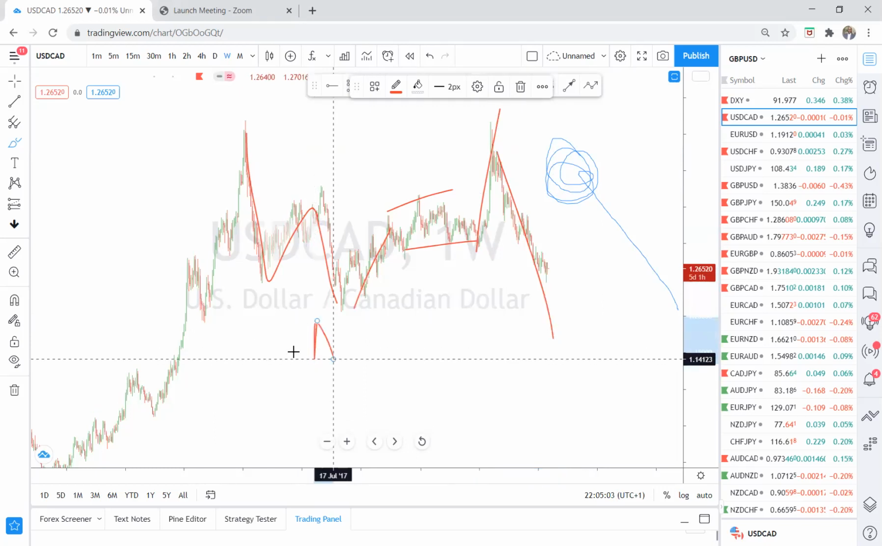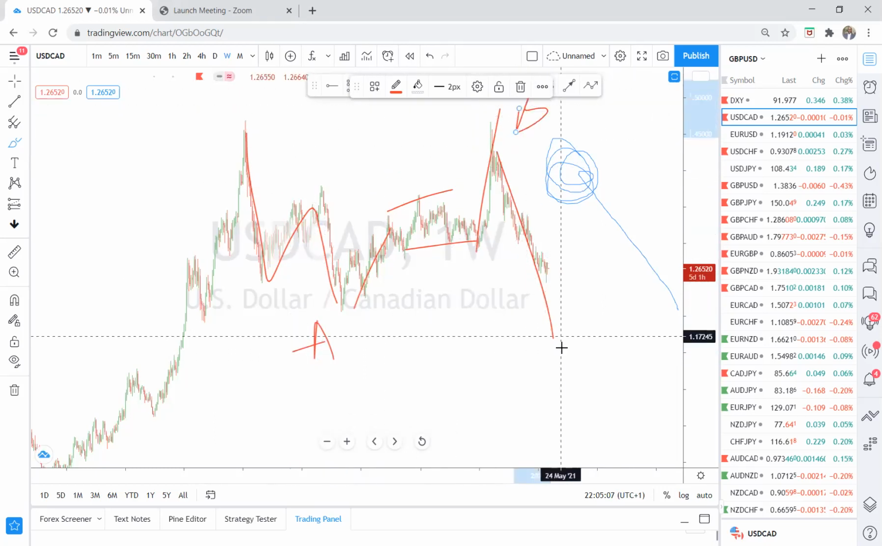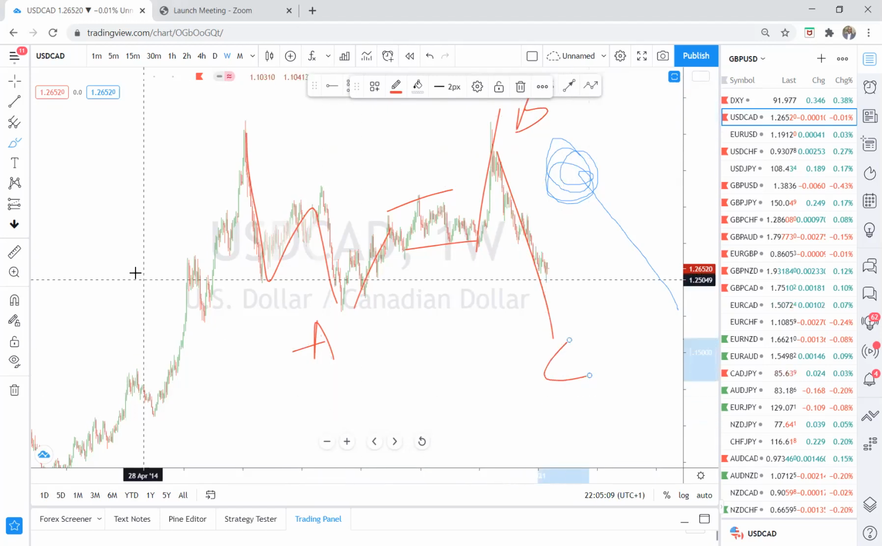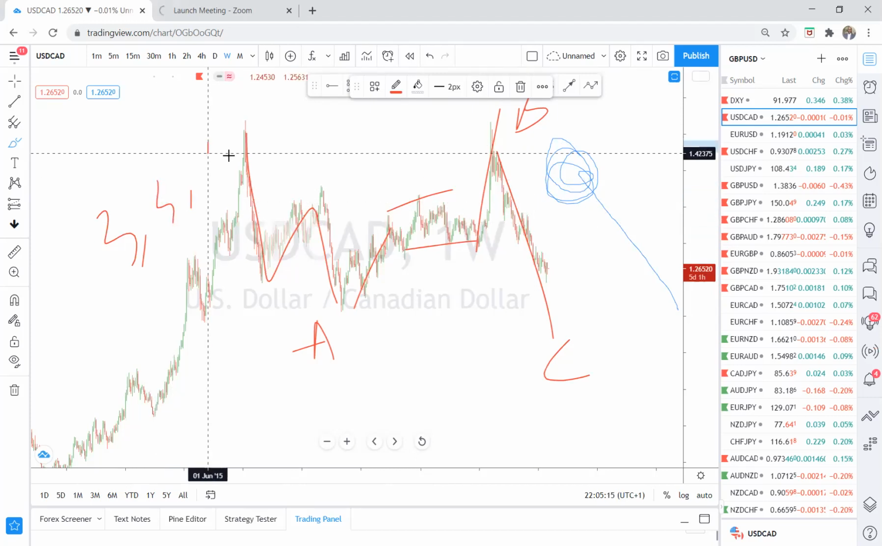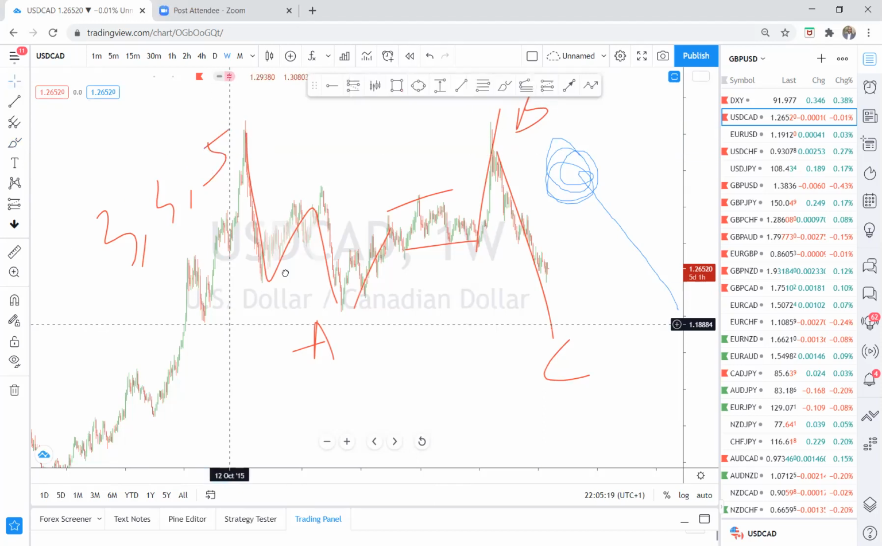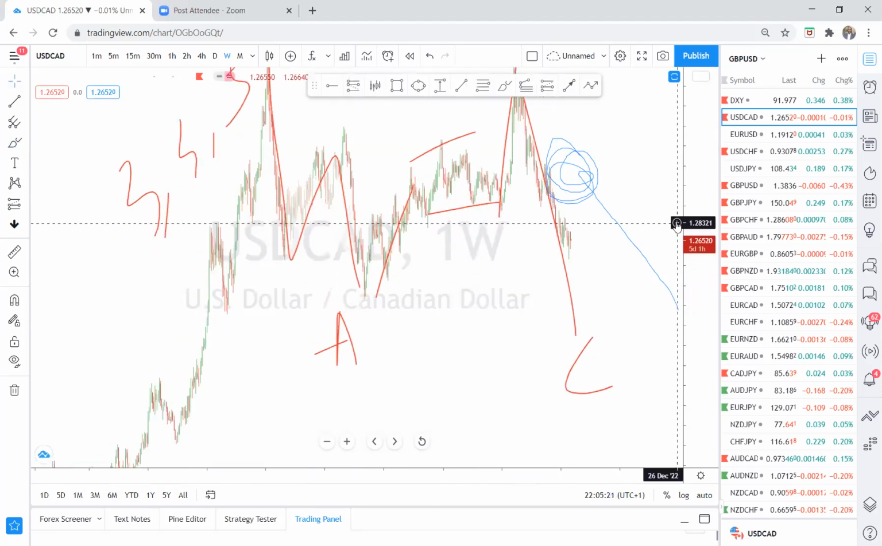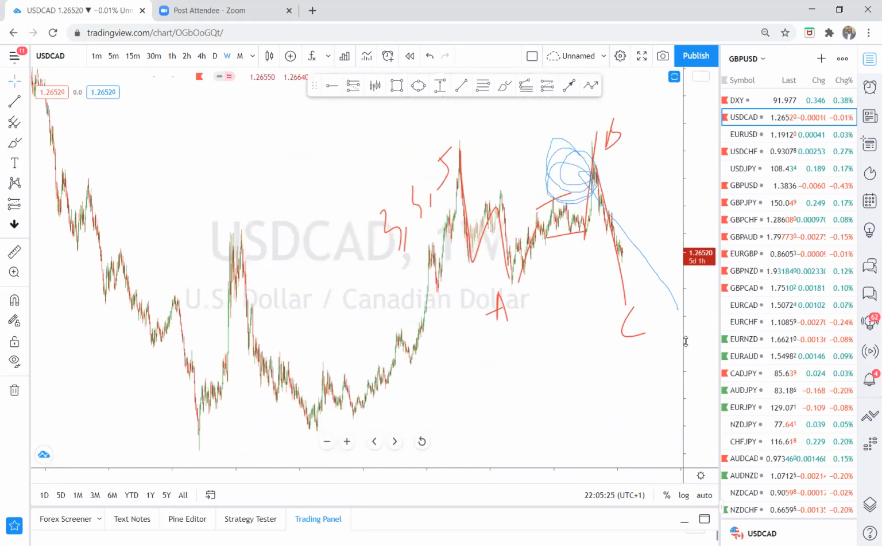This is A, B, and C. This is a flat corrective structure, which is a 3-3-5 structure. That is a flat corrective structure on a weekly time frame.